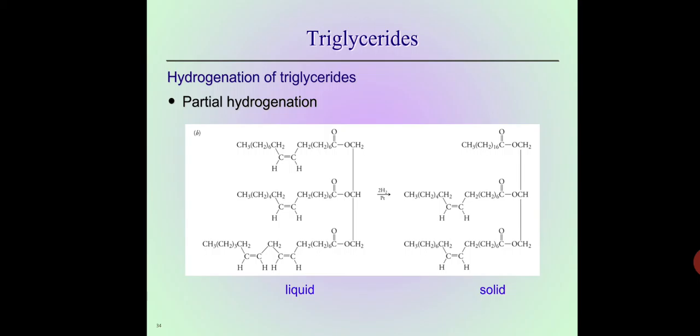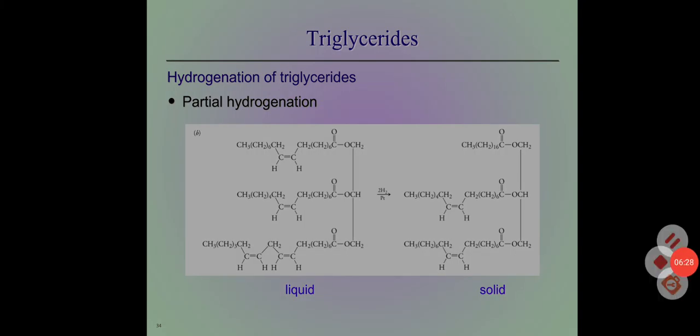When I'm talking about hydrogenation, the product can result from two kinds of hydrogenation: partial hydrogenation and complete hydrogenation. I'll be describing this in my next uploaded presentation. Thank you.